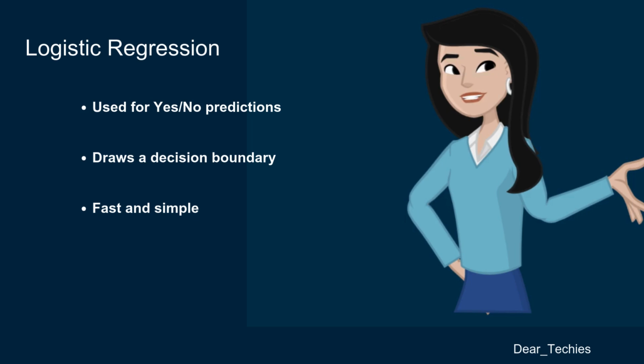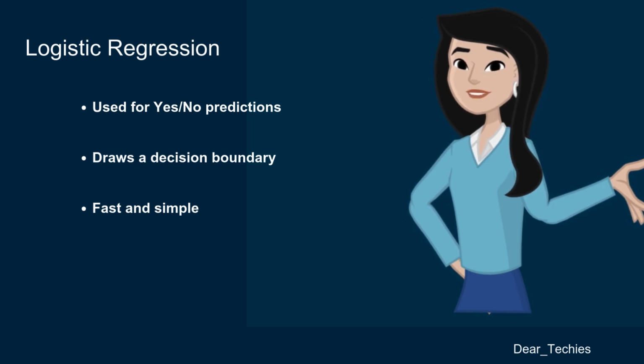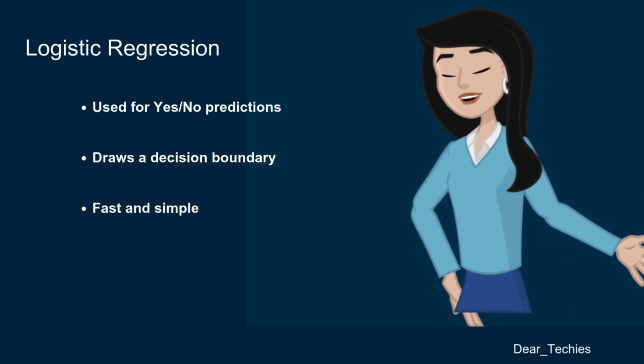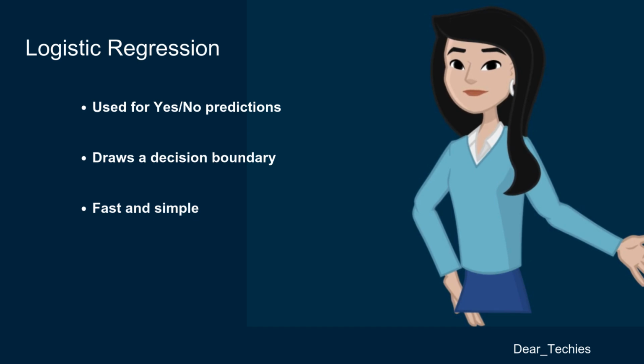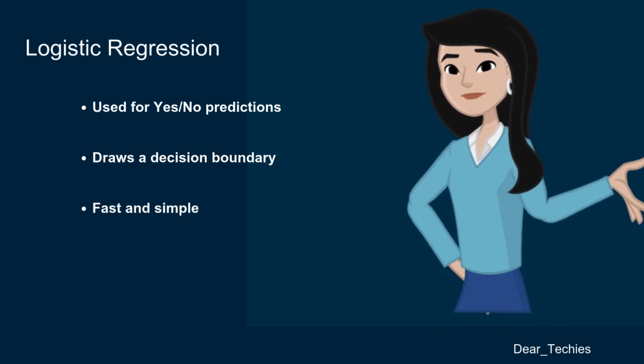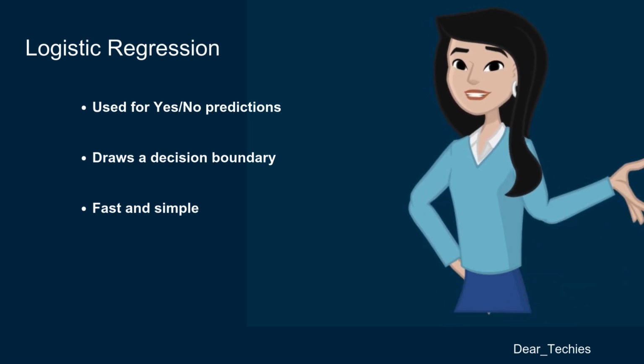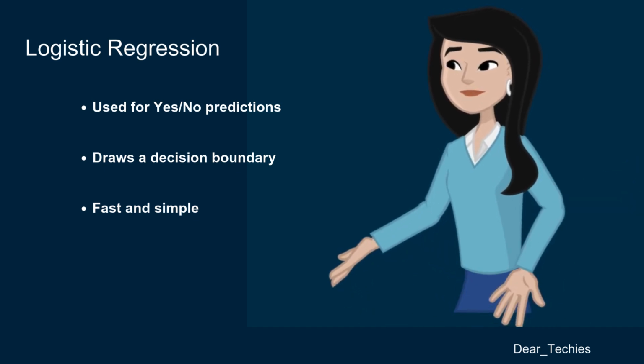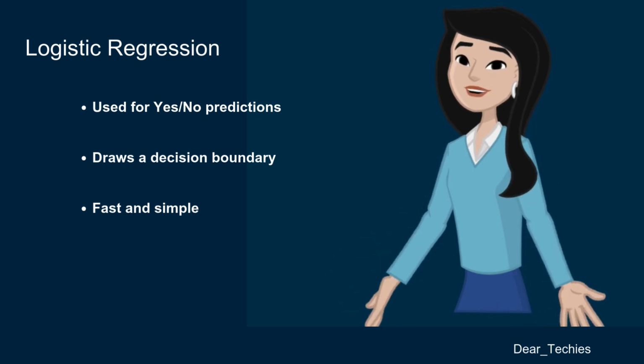Logistic regression is one of the simplest algorithms for classification. Even though the name says regression, it is actually used for classification. It predicts probabilities and converts them into yes or no. For example, will the customer buy or not buy? Is the transaction fraud or not?